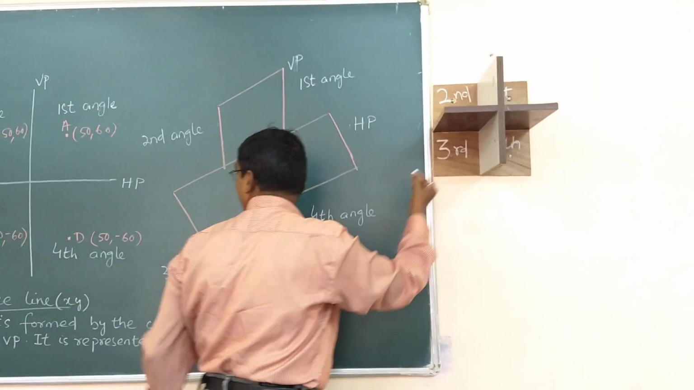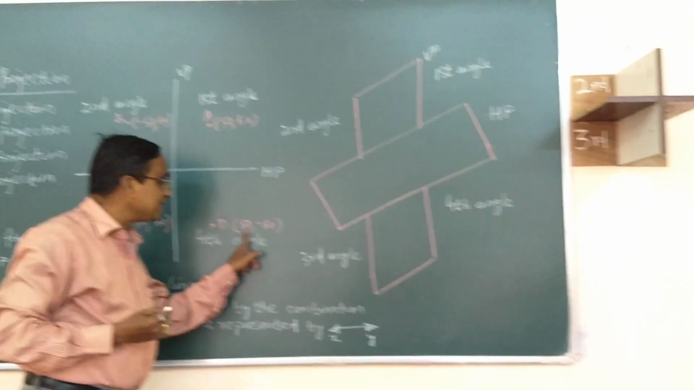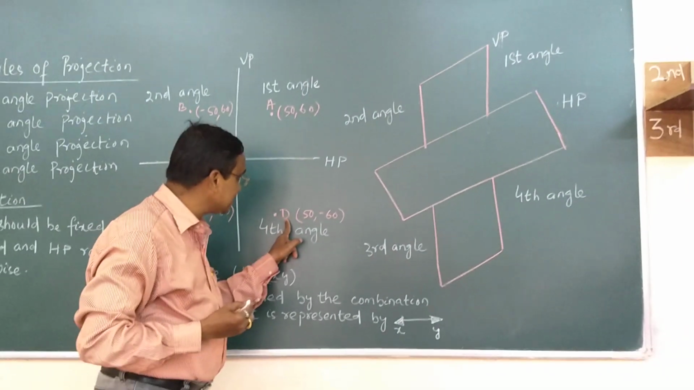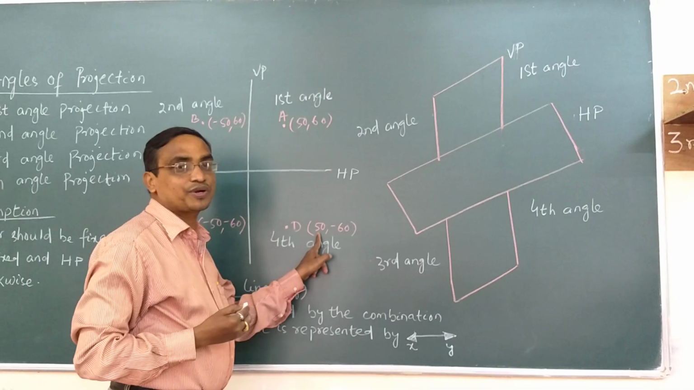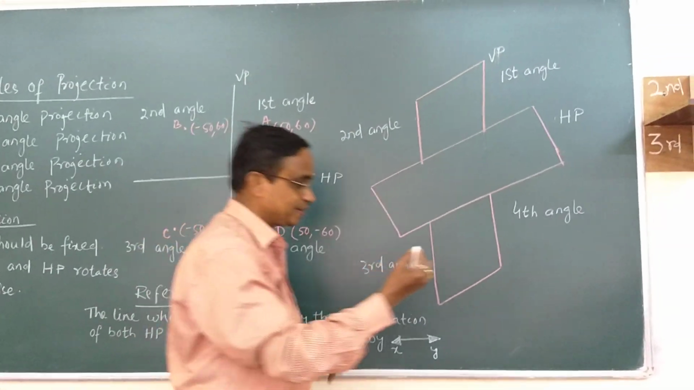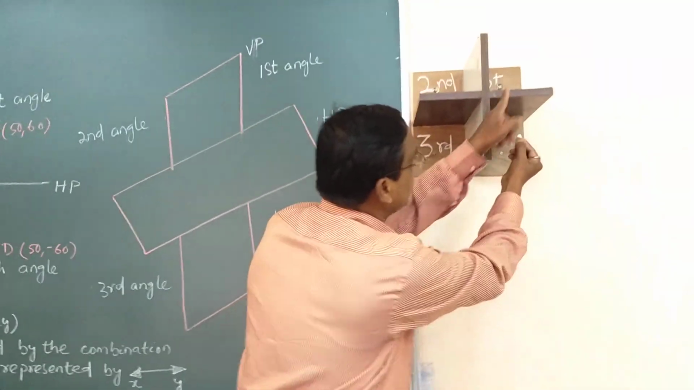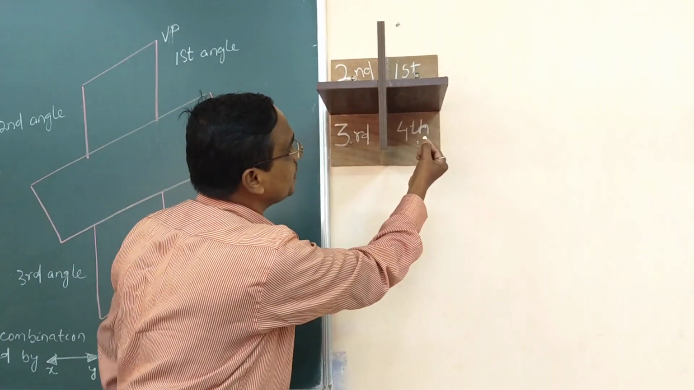Now come to fourth angle projection, point D, that is 50 and minus 60. Means point D is 60 mm below HP and 50 mm in front of VP. Just to mark, this is my point D. It is 60 mm below HP and 50 mm in front of VP.